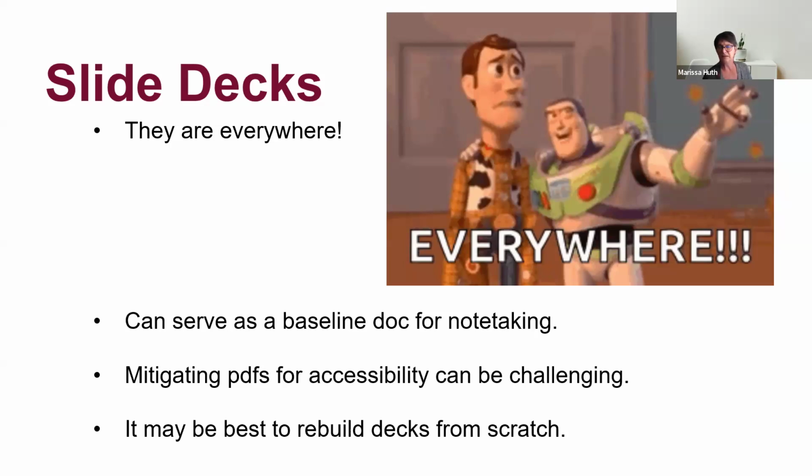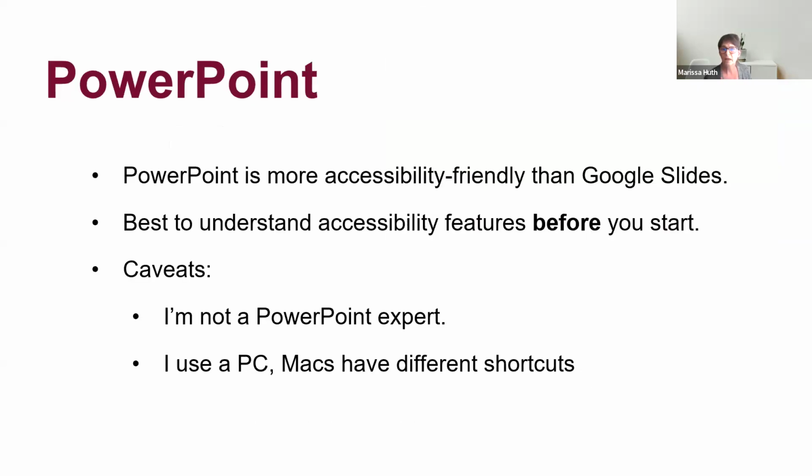Oftentimes they're converted into PDF for ease of distribution, but mitigating PDFs for accessibility can be challenging, especially if the original file that the PDF was made from was not set up with accessibility in mind. So I found that it can be easier to just recreate a PowerPoint from scratch if the only thing I have available to work from is a PDF, which was the case for the course I was working on recently.